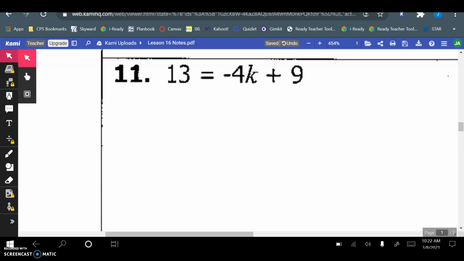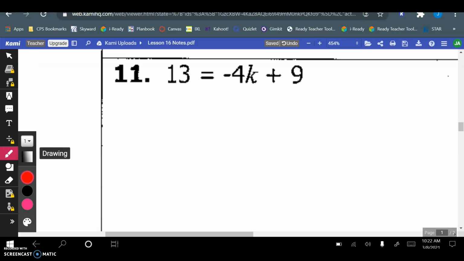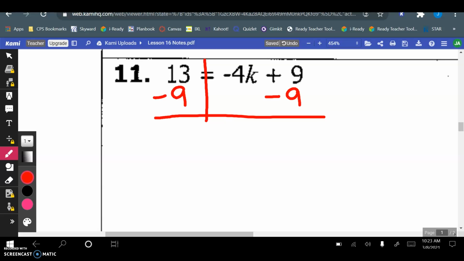All right, next one I'm going to do is 13 equals negative 4k plus 9. Same thing. On the side with the variable, our options are the negative 4 or the 9, and the number that's farthest away from that k is the 9. So we are going to subtract 9 from both sides. 13 minus 9 is 4, and we have negative 4k left here.